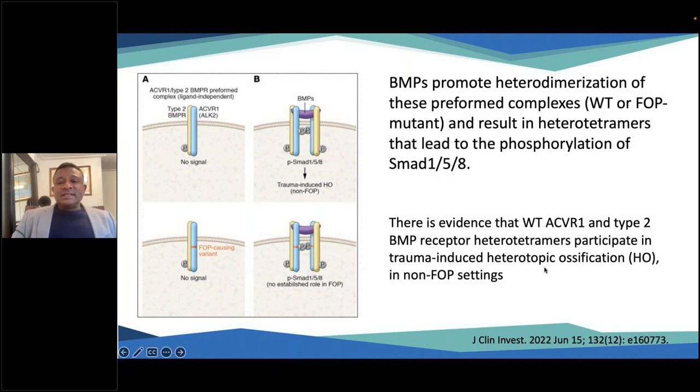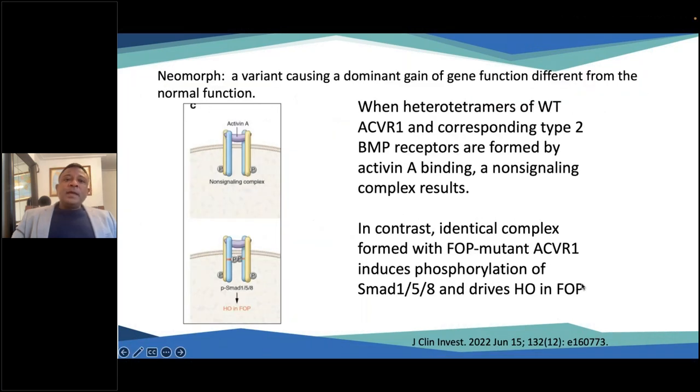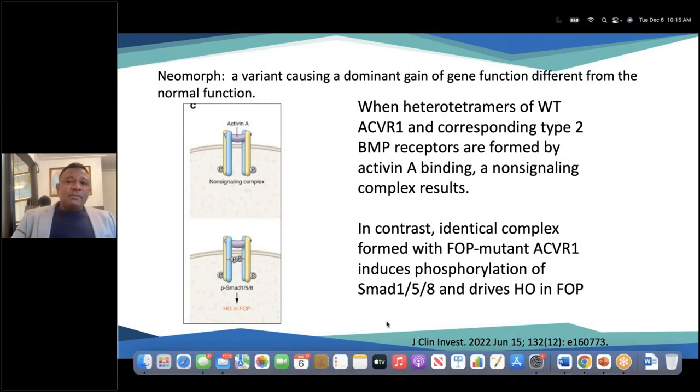And there's evidence that this is the signaling that occurs when you get heterotopic ossification in response to non-FOP settings, for example, in trauma. Now, when the receptor is mutated, for example, by that common R206 mutation, the receptor is termed a neomorph. So the mutation in the receptor results in a dominant gain of gene function, which results in a different function for the gene. And this time, when the heterodimers of wild-type ACVR1 and the corresponding type 2 BMP receptors are formed, a non-signaling complex results. But in the FOP situation, there is ongoing phosphorylation of the 1, 5, 8 SMAD pathway, which drives the entire HO process, or heterotopic ossification process, in FOP.